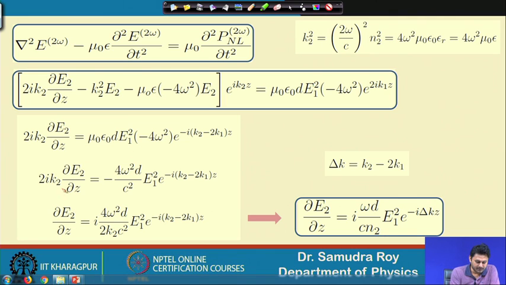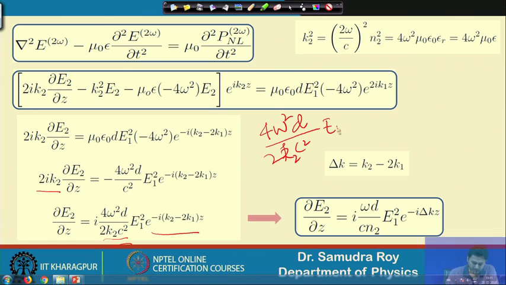So, here we have 2 i k 2. In the next step, this 2 i k 2 we will put here. So, 1 by i is there, so minus i is there. So, we have 1 i. The 4 omega square term and d term will be as usual. So, 2 k 2 term will be there, and then c square and E 1 square and the other term. Now if I remove this k, we have 4 omega square d divided by 2 k 2 c square E 1 square.